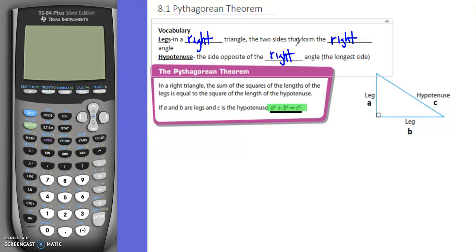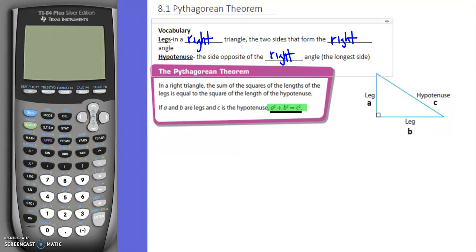The Pythagorean theorem. In a right triangle, the sum of the squares of the lengths of the legs is equal to the square of the length of the hypotenuse. If A and B are legs, C is the hypotenuse. A squared plus B squared equals C squared. So this could be a leg and this could be a leg. A and B are interchangeable, but C always is the longest side and it's opposite of the 90-degree angle.